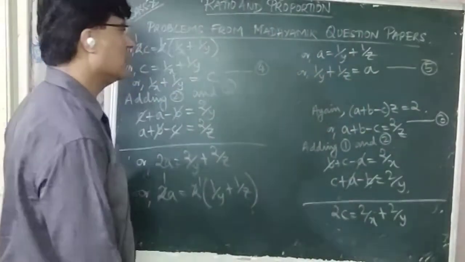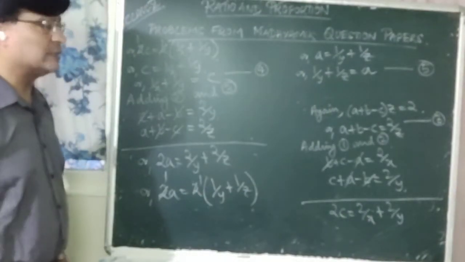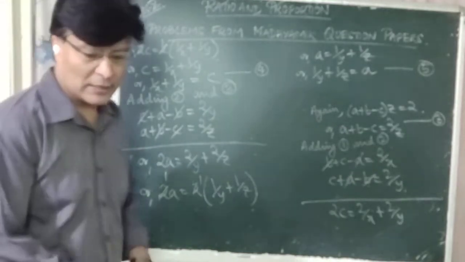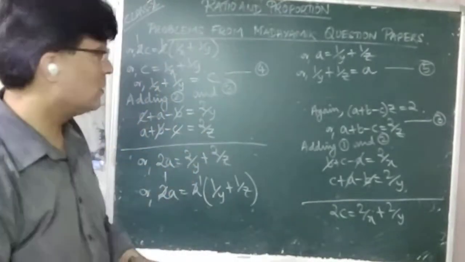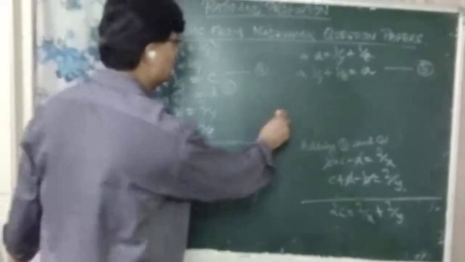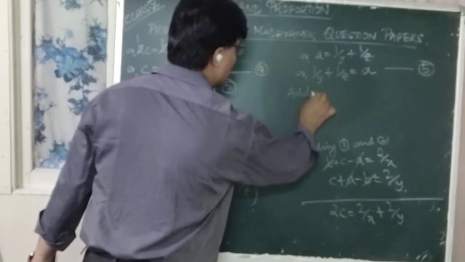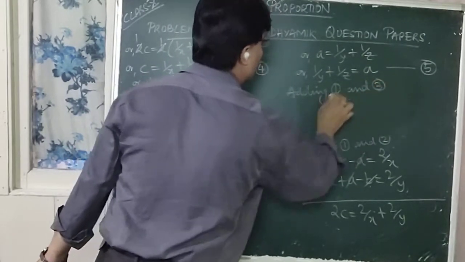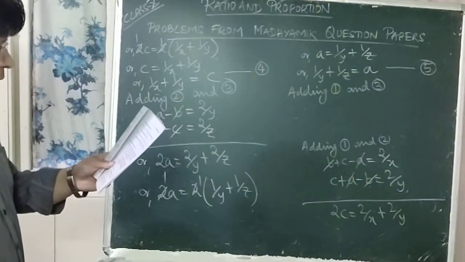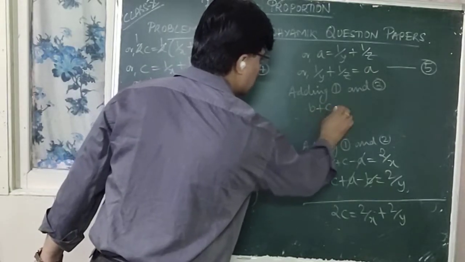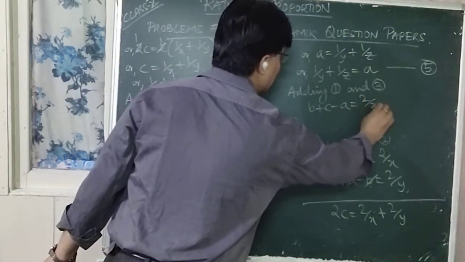5. Now similarly, you have to add 1 and 3, right? So what is number 1? You can check it. So write down, adding 1 and 3. What do we have in number 1? In number 1, it was B plus C minus A is equal to 2 upon x.